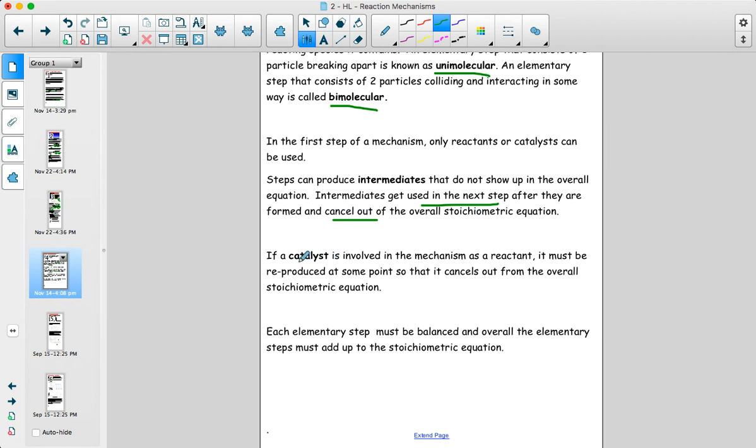If a catalyst is involved in the mechanism, it needs to be involved as a reactant first, and then it must be reproduced at some point later so that it cancels out of the overall stoichiometric equation, because it's not a reactant and it's not a product. And so each elementary step in itself must be balanced, and all of the steps themselves must add up to the overall stoichiometric equation.